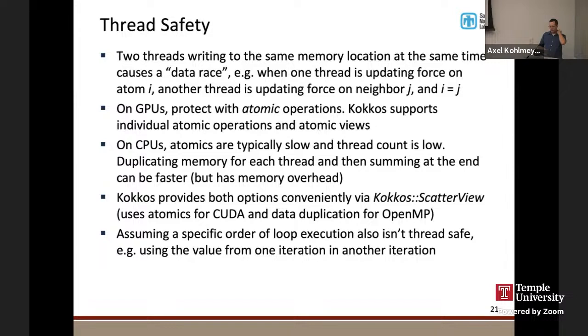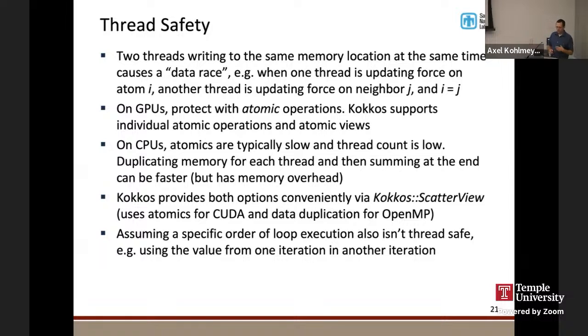This is what the OpenMP package does: it doesn't use atomics, it uses data duplication. Kokkos actually provides an abstraction that has both options. It uses atomics for the GPU and data duplication for the CPU in what's called a scatter view. So in LAMMPS, you'll see that sometimes, and it can help performance on the CPU. And again, you cannot assume a specific order of loop execution, so that's not thread safe.